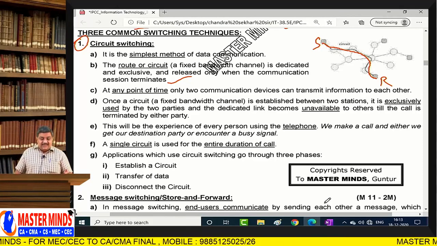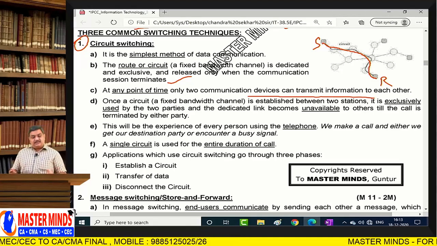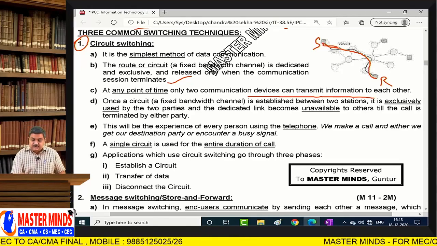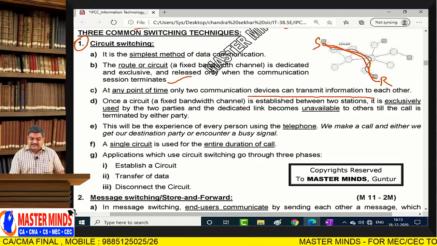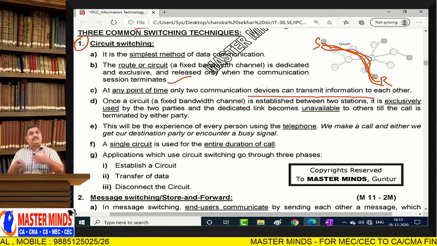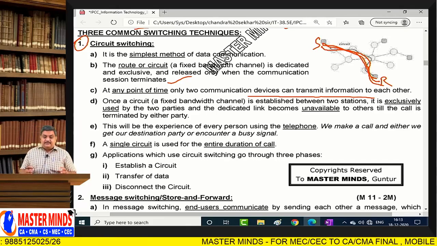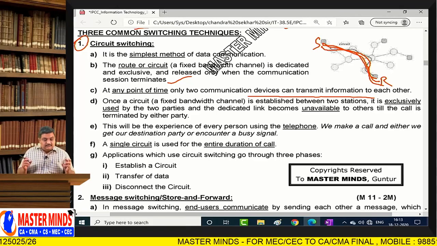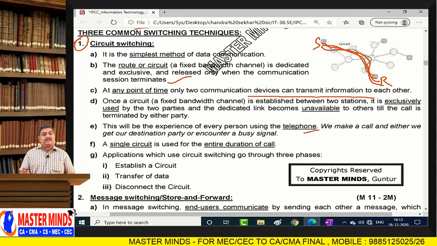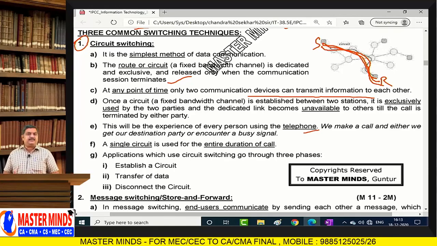And at any point of time, only two communication devices can transmit. Yes, see, whenever a fixed circuit is established between the sender and the receiver, only these two people can interact. Only these two can talk, not the others. Okay. And this will be the experience of every person using a telephone. Yes, this is our common everyday experience.